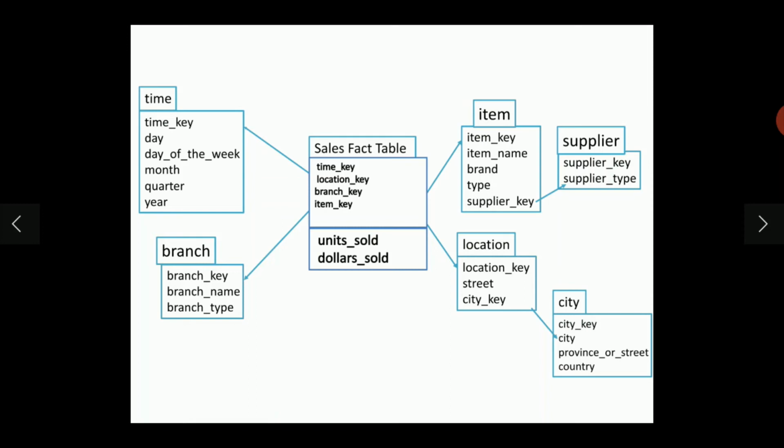Similarly, the location dimension is extended to connect to the city dimension, which consists of city key, city, province or street, and the country. So this is how the dimension table hierarchies are broken into simpler tables. In a few organizations, they want to normalize the dimension tables in order to save space. So both the fact table and the dimension tables need to be normalized.